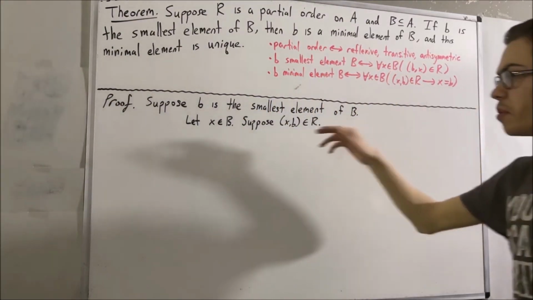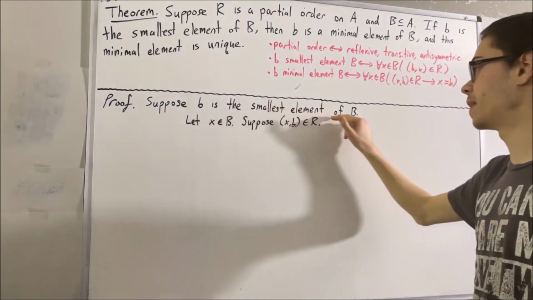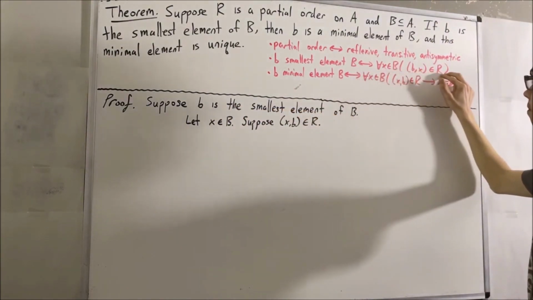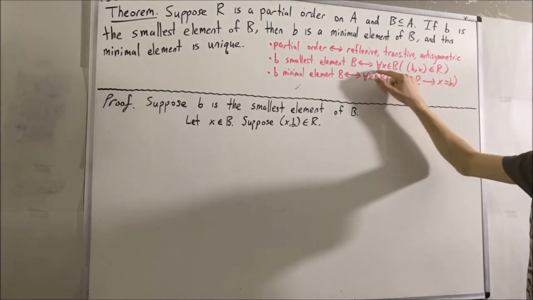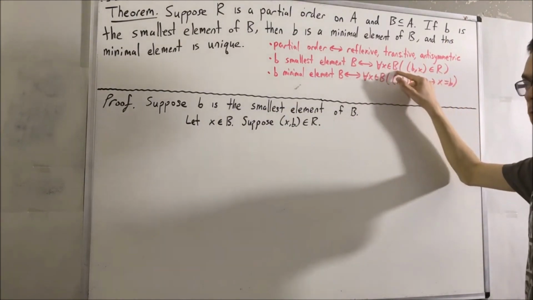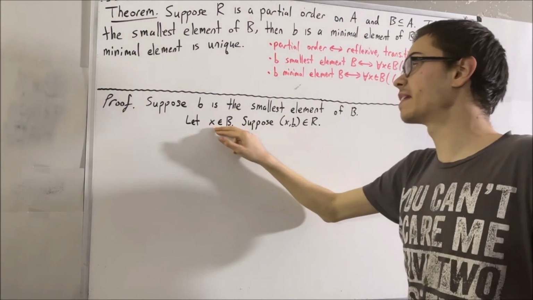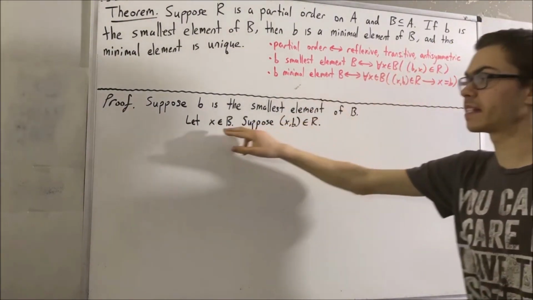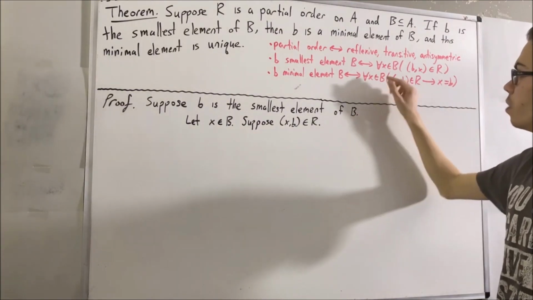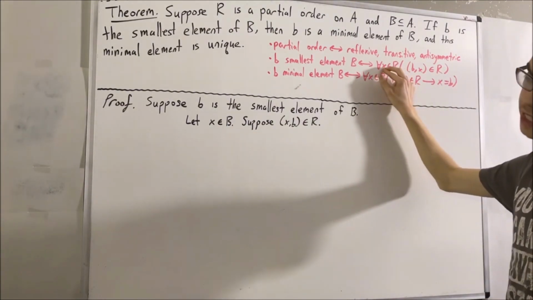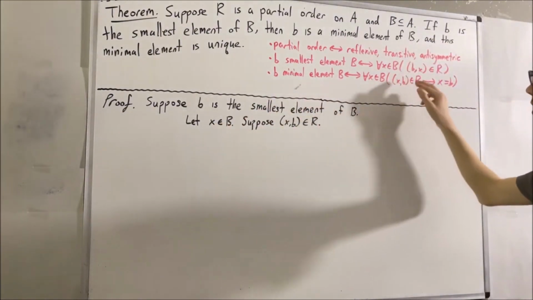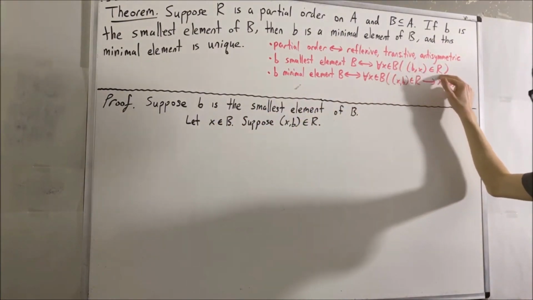Now, we know that b is the smallest element of B, which means that this statement is true. And this statement works for every element in B. Well, because x is an element of B, that means that this statement works for x in our proof. So we can take this x and substitute it for the x that we have in our proof. If we do that, we get that b comma x is an element of R.